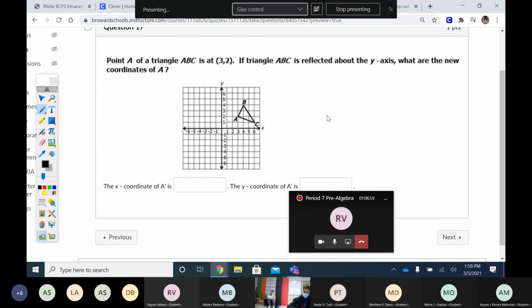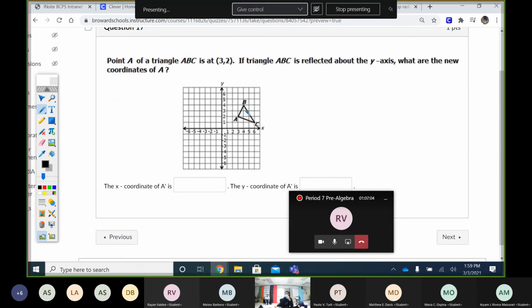Oh, Amy, your favorite. If the triangle is reflected across the y, you have to move it to the y-axis, and then you have to reflect the same amount. But what letter do they want though? A.